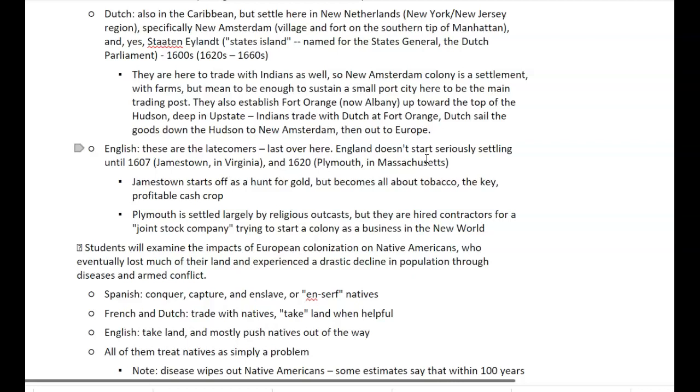So the company looks at Massachusetts, Plymouth, and Massachusetts Bay Colony, the two of them combined to become what we call Massachusetts. They look at that as a business. The settlers up there say, well, we're doing this to start this little religious village, but they still have to make a living, so they're contractors for the company.